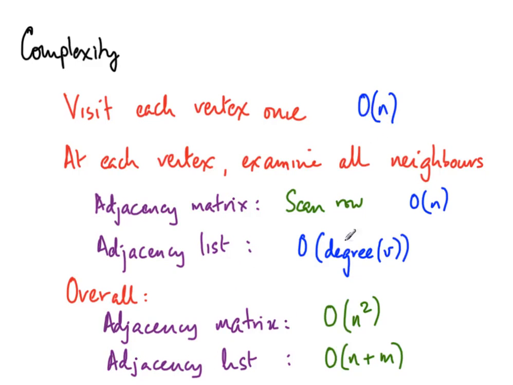And if we add up the degrees across all the vertices, we'll get 2 times the number of edges because each edge will be examined at both endpoints. So we'll get something which is order m. So overall, the adjacency list representation gives us DFS in time O(n + m). So it's overall quite an efficient algorithm, but the exact efficiency depends on how you represent the graph.